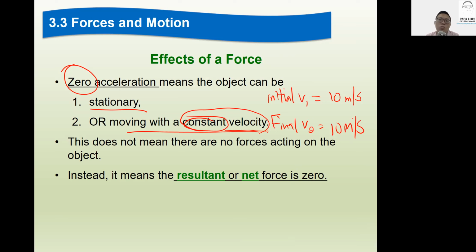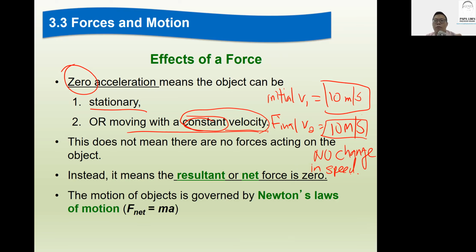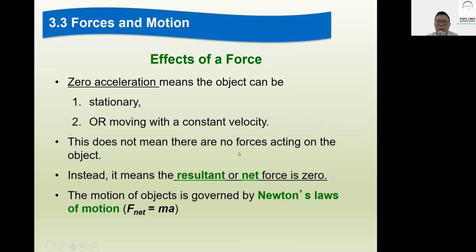So as a result, what happened to the acceleration? Remember, acceleration talks about change in speed. And when we say V1 and V2 have the same speed, we are indirectly saying that there isn't any change in the speed. And this is what I call zero acceleration. If you look at it in terms of formula, when I look at constant speed, when I say V1 is 10 meters per second, V2 is 10 meters per second, in terms of mathematics, how do I prove that it is zero acceleration?